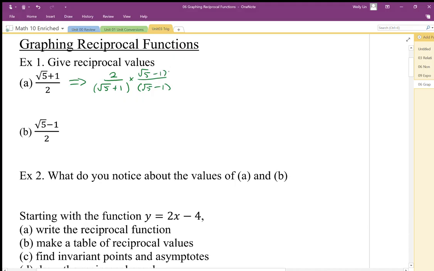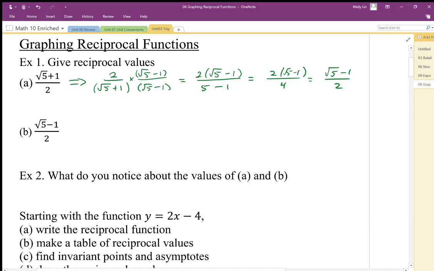And when I multiply that by this conjugate, I end up with this expression, 2 times square root 5 minus 1 all over 5 minus 1. So we get 2 root 5 minus 1 over 4. That will simplify to root 5 minus 1 over 2. And this is the golden ratio.